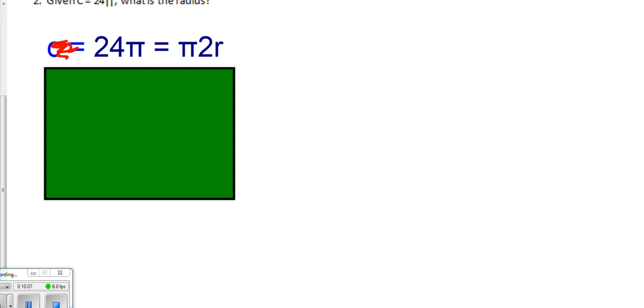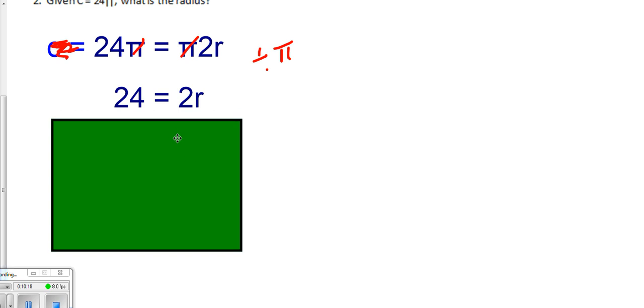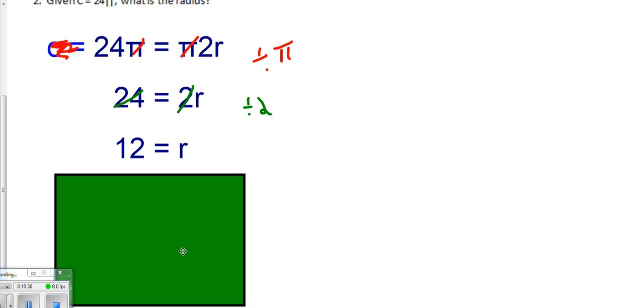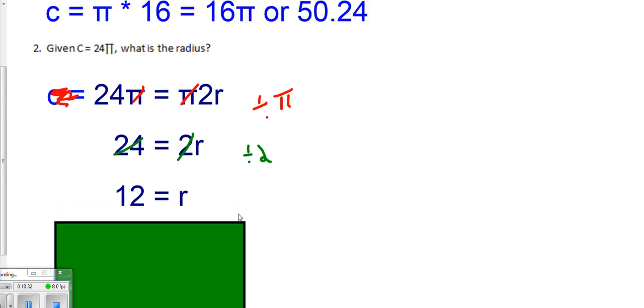From there, we can divide pi from both sides, and it basically just cancels that out. So we would have 24 equals 2r. The same way, we can divide 2 from both sides. Gets rid of that, and we're dividing 24 by 2, so it would become 12. So 12 equals the radius.